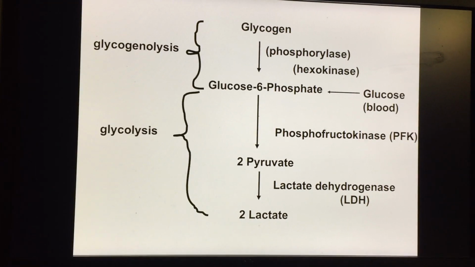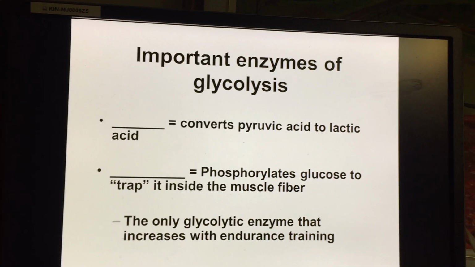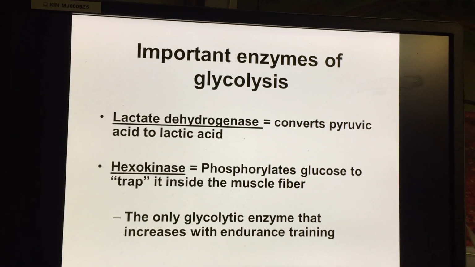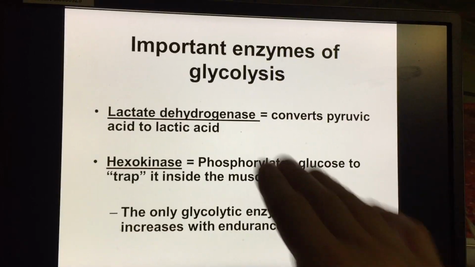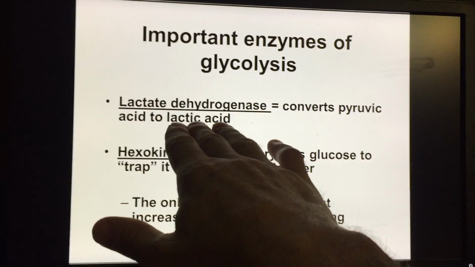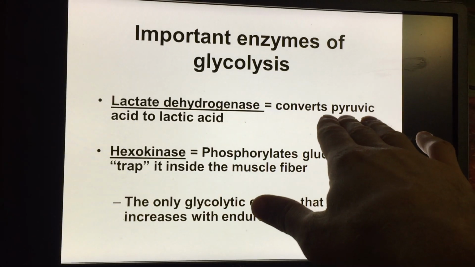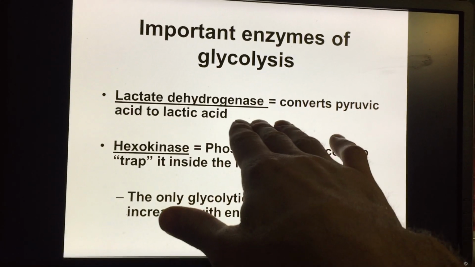So, important enzymes of glycolysis: you've got lactate dehydrogenase. It converts pyruvic acid to lactic acid, or you can say it converts pyruvate to lactate. So remember, pyruvic acid is just the pyruvate plus hydrogen. The lactic acid is lactate plus hydrogen.